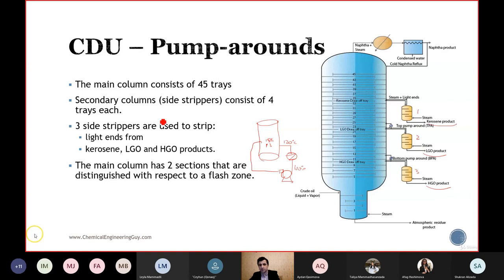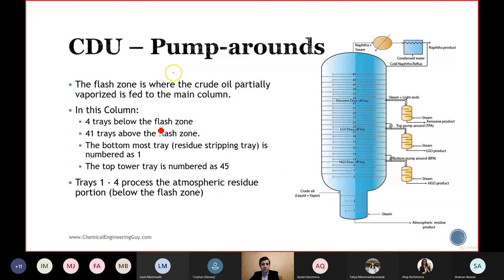Okay, this is the flash zone. Four trays are the flash zone, and 41 trays are above the flash zone. The bottommost tray is numbered as 1. This is 1, and we go up.